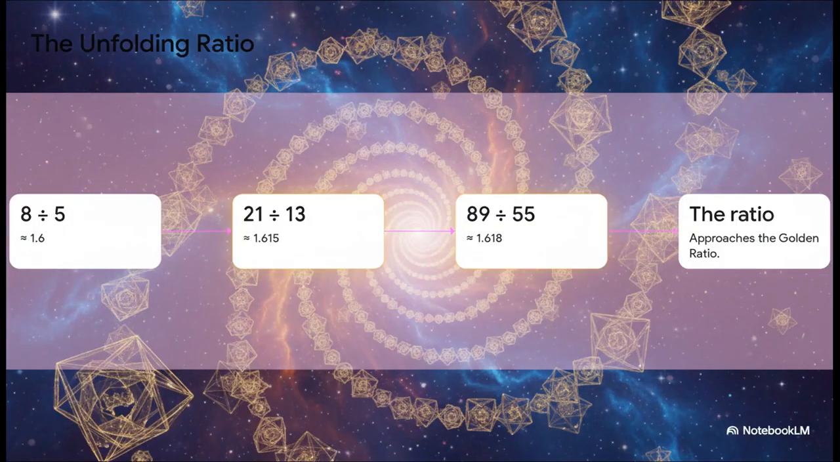And here is where it gets really, really cool. When you put these two ideas together, something amazing happens. If you take any two neighboring numbers in that sequence and divide the bigger one by the smaller one, just look what you get. 8 divided by 5 is 1.6. Jump ahead. 21 by 13 is about 1.615. The further you go, the closer and closer that ratio gets to our magic number phi. It's like the sequence is literally unfolding into the golden ratio.